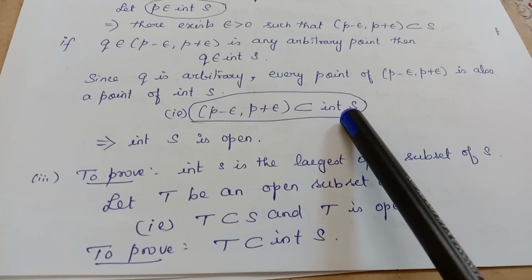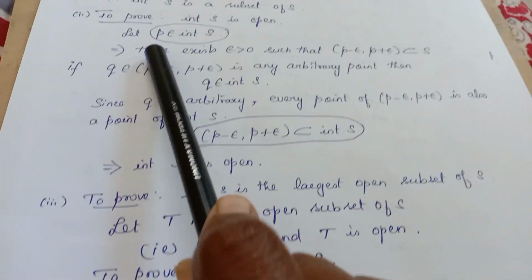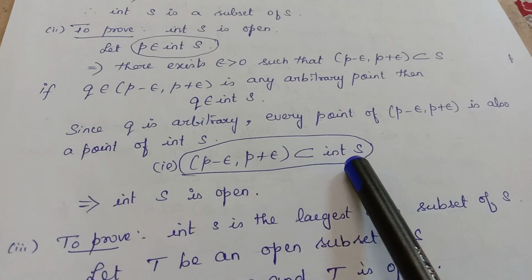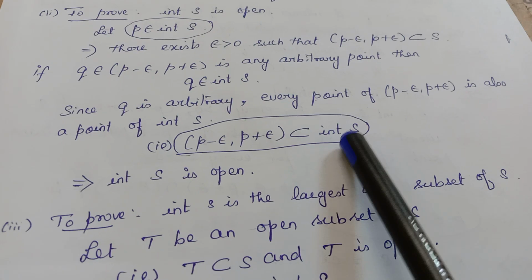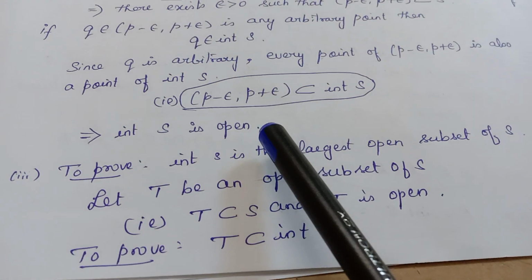That implies interior of S contains a neighborhood for each of its points. That is, you take one point in interior of S and you have proved its neighborhood is contained in interior of S. That means every point's neighborhood is there in interior of S. That means it is an open set. Okay, so it's an open subset we have proved.